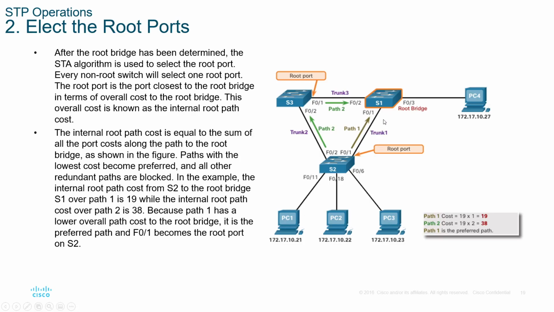The other way that switch 2 can reach switch 1 would be going through the second path. That would require S2 to send the frame to S3 before it sends to S1. So if it chooses path 2, we will have to go to trunk 2 and then trunk 3, and that would mean the cost will be a little bit higher.